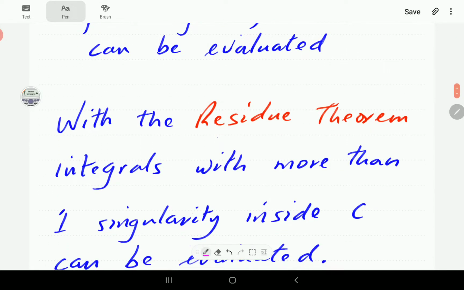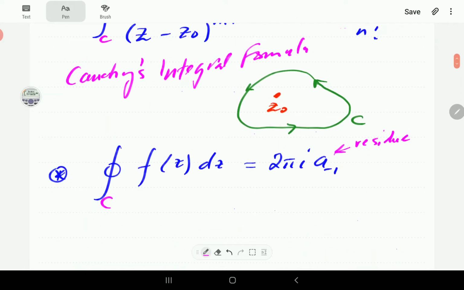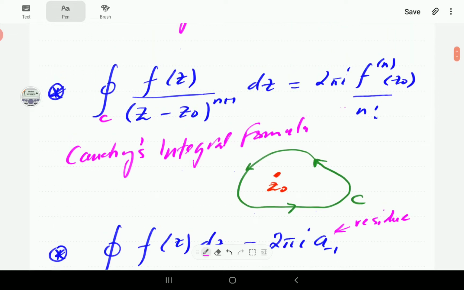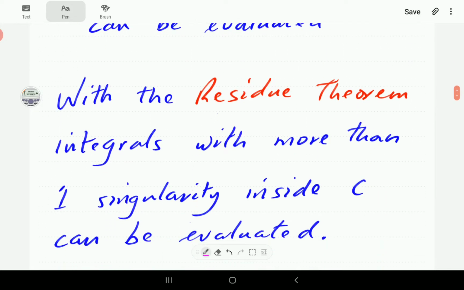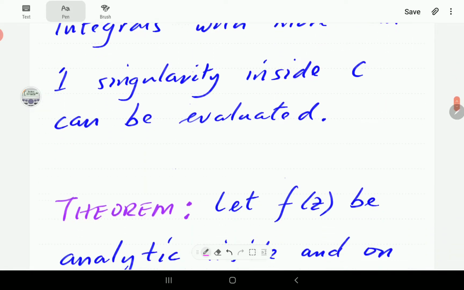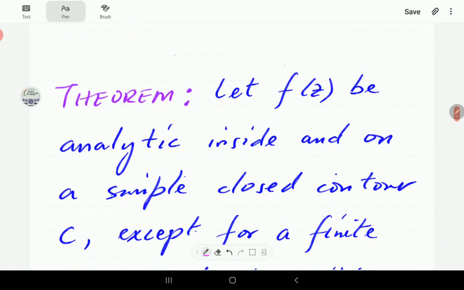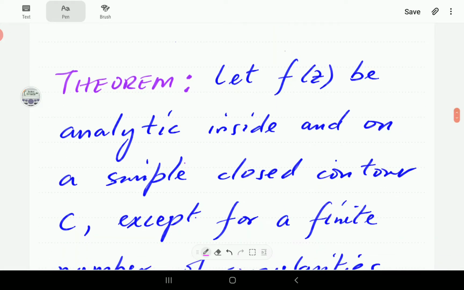Now, the residue theorem is going to enable us to evaluate integrals with more than one singularity inside our contour. So what has happened so far is that in order to use this one, if we've got like two singularities, we've had to resolve into partial fractions or something like that. So the residue theorem is going to enable us to do that without using partial fractions or something like that.